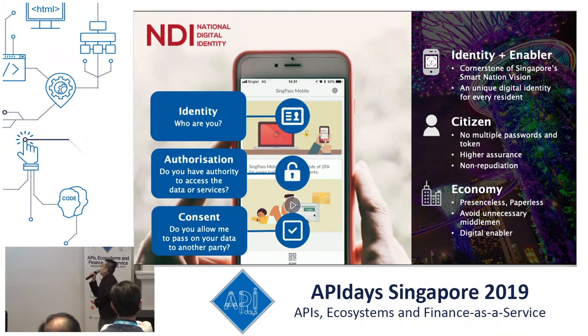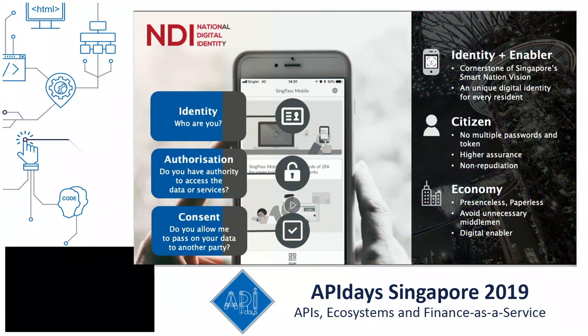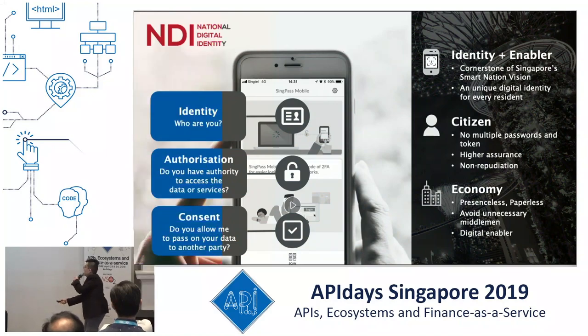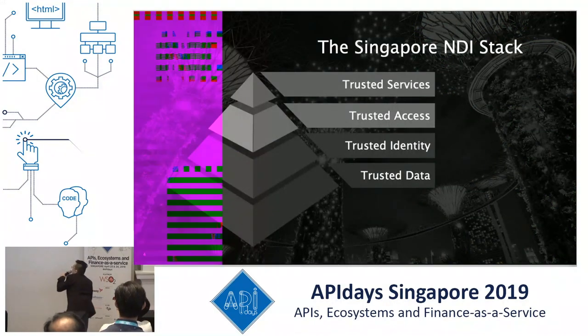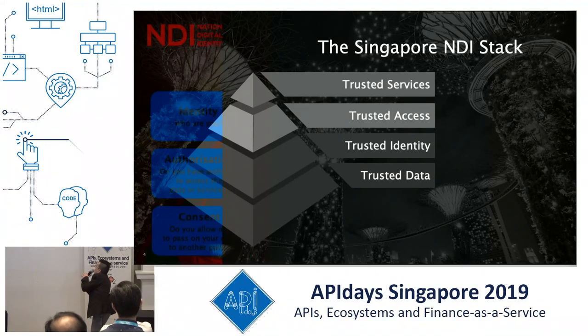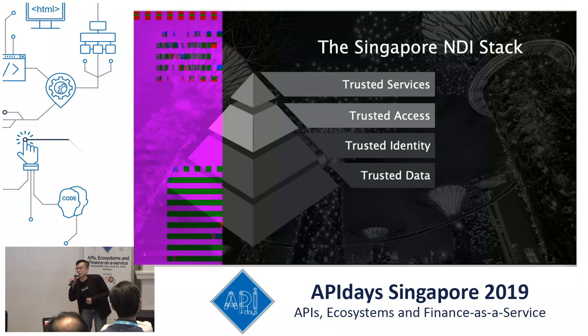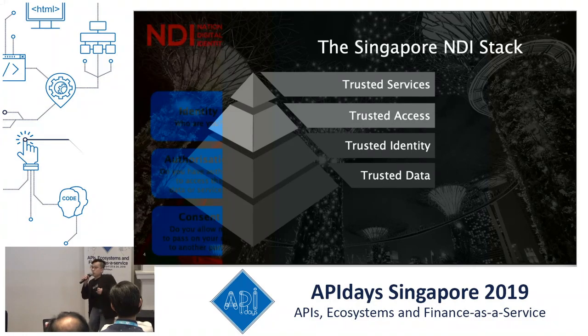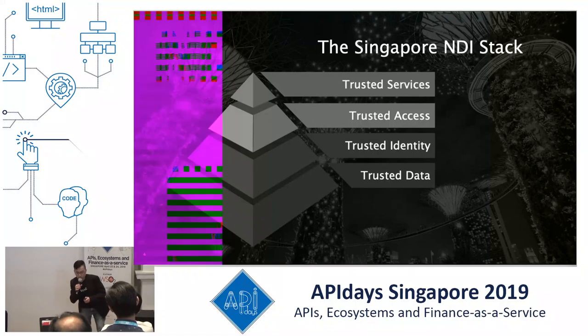And as part of that, we've formulated the NDI stack. The NDI stack is divided into four different layers. It starts from the bottom, the trusted data layer. Above that, the trusted identity. Then above that, the trusted access. And then trusted services.